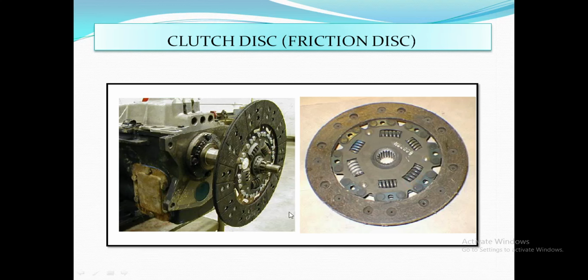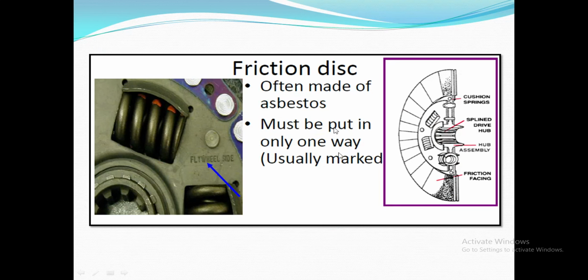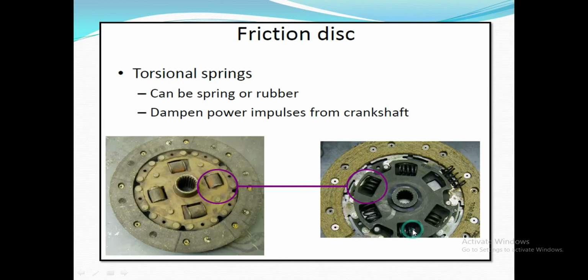This is the schematic diagram of clutch disc or friction disc. Friction disc, often made of asbestos, must be put in only one way, usually marked. This one, fusion springs, splined drive hub, hub assembly and friction facing. Torsional springs.